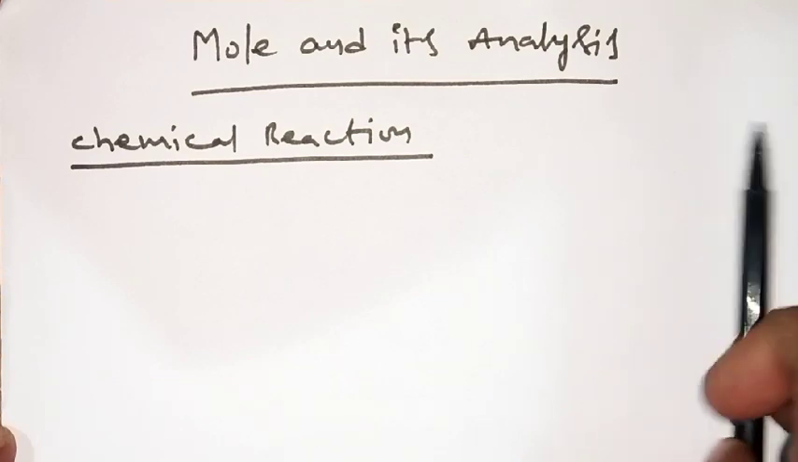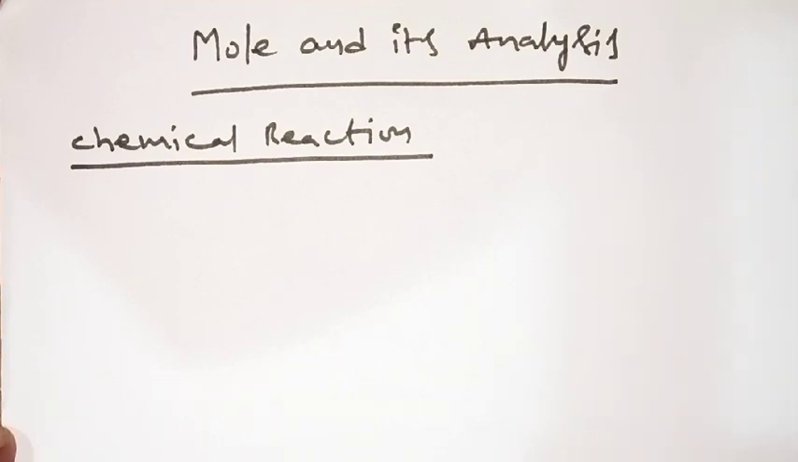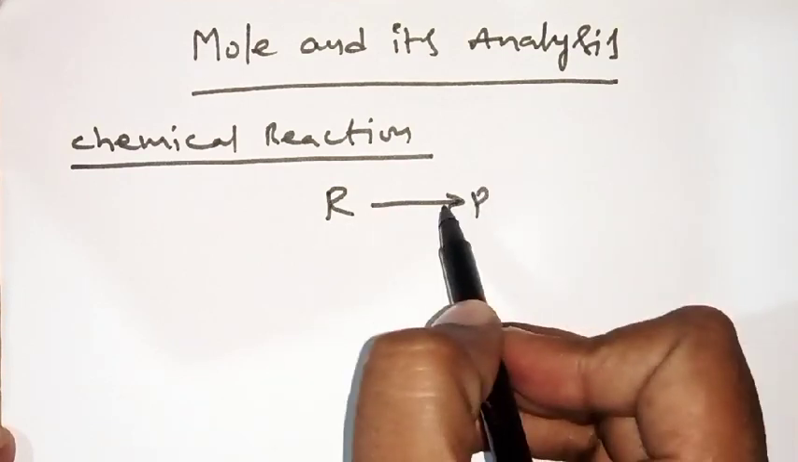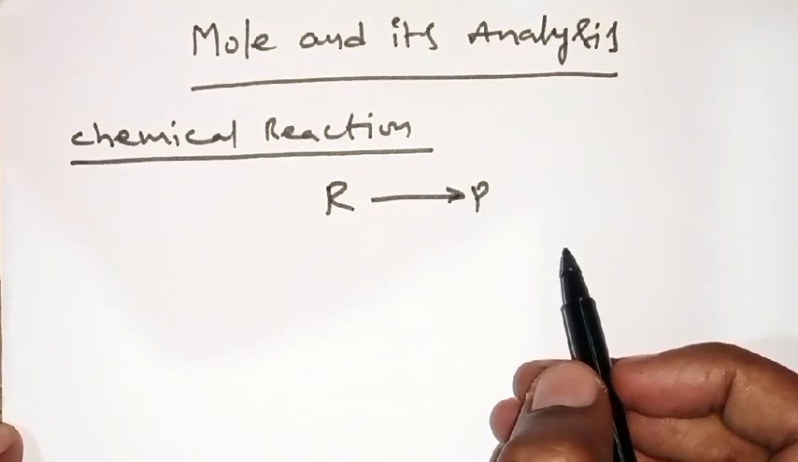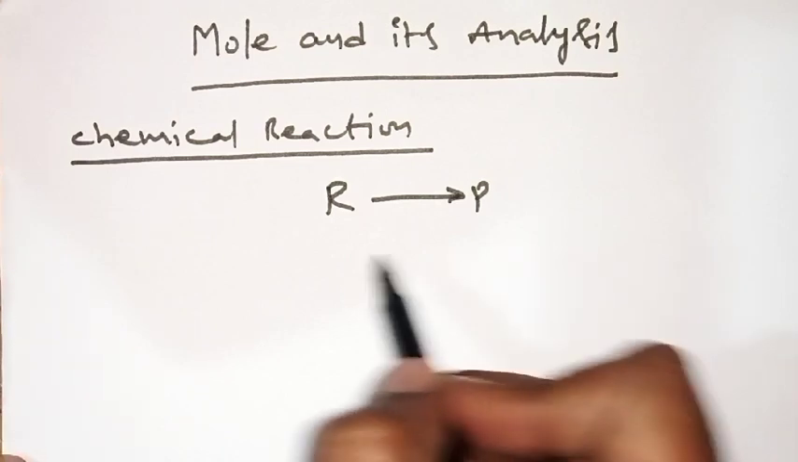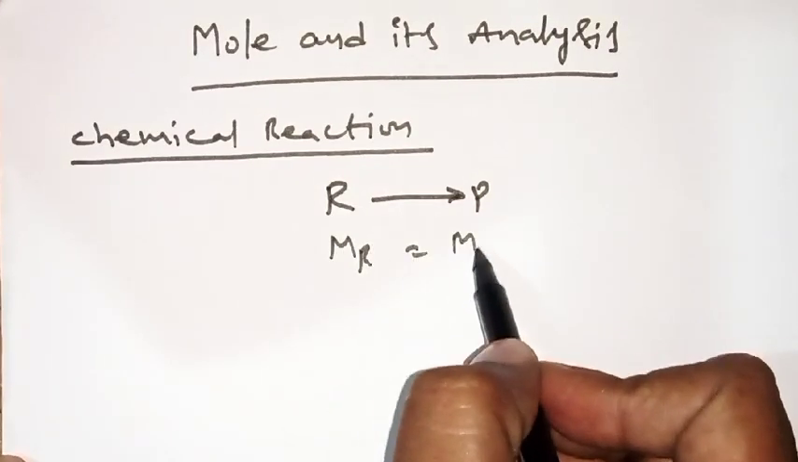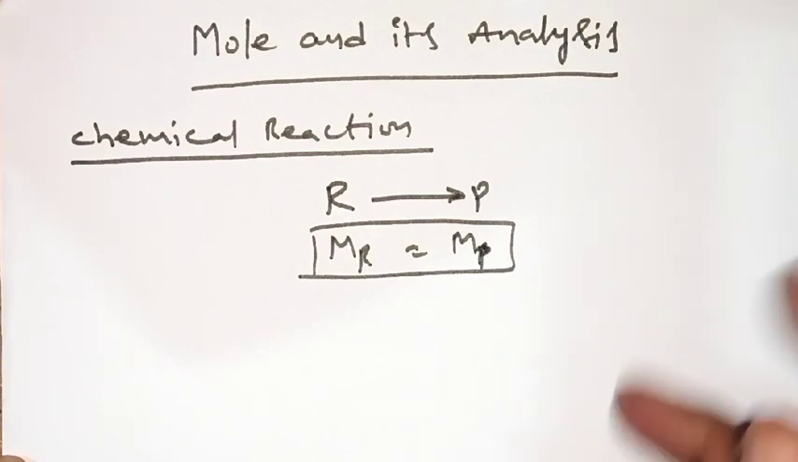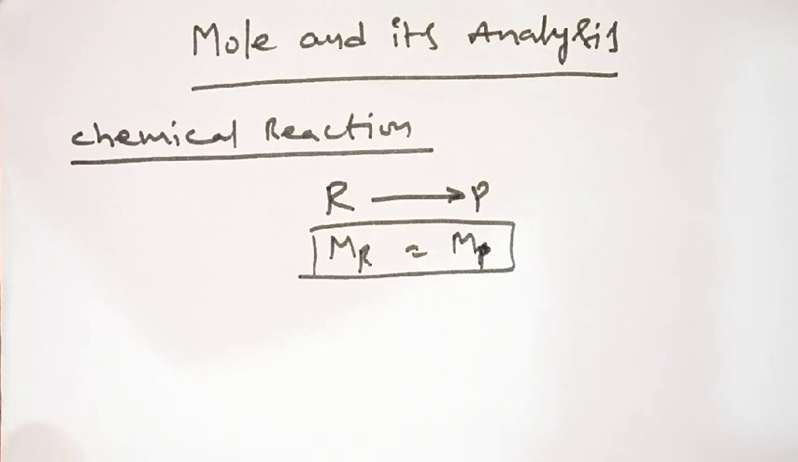First of all, chemical reaction. You know that in any reaction, reactants give products. So the general notation of a reaction is reactants gives products. In any chemical reaction, according to the law of mass action, the masses of reactants must be equal to the masses of products. This is the basic definition and basic rule. So whatever mass is taken by the reactants, the same mass is produced in the products, but the form is different. That's all.